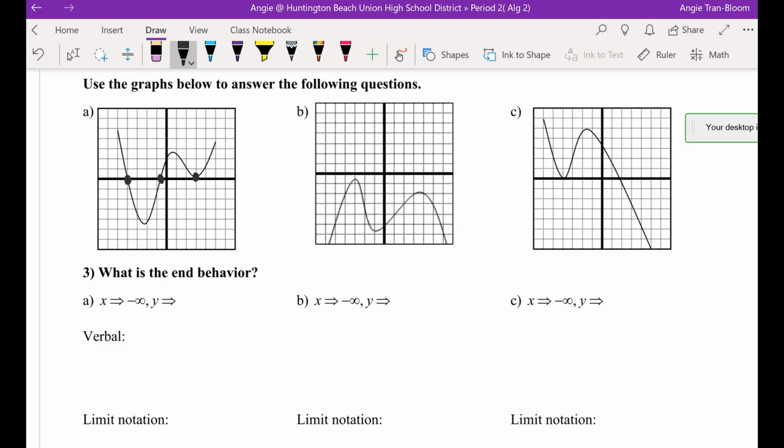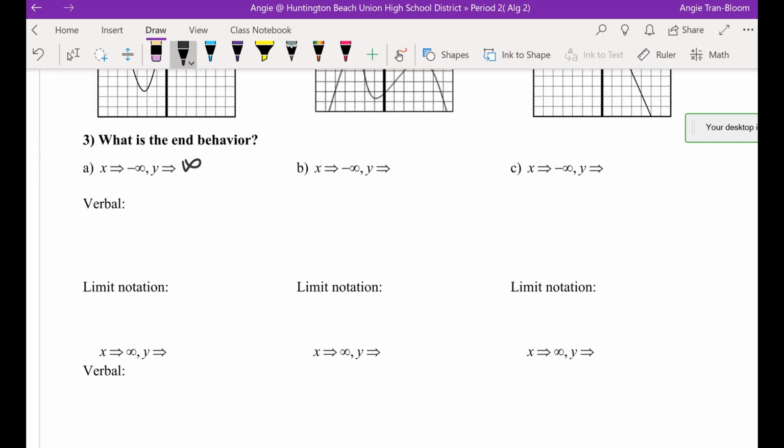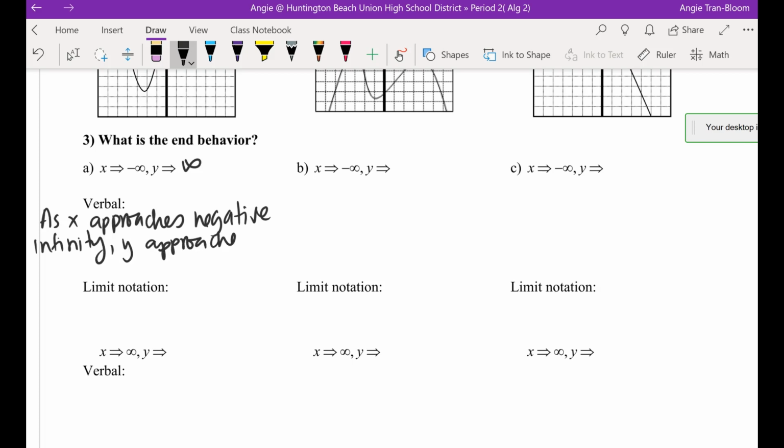Number 1, what is the end behavior? On the first one, we're going to verbally spell it out, but we won't do it on the next 2. As x approaches, y approaches. Go ahead and write out infinity and then verbally spell this out. This is probably our last time spelling it out. As x approaches negative infinity, y approaches infinity. Okay, limit notation: the limit as x approaches negative infinity.